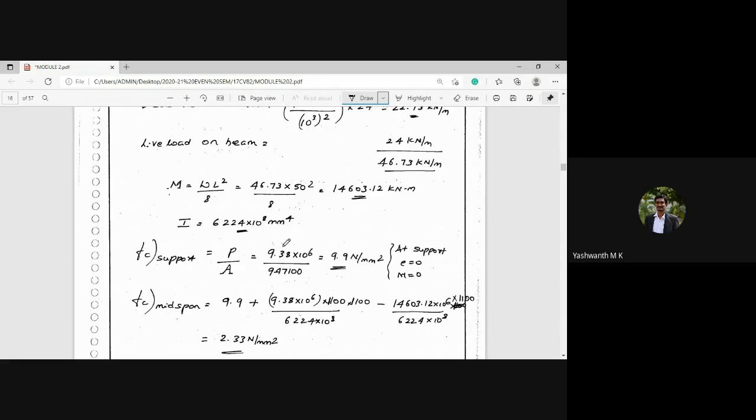Because this P by I into E terminology will become 0. Why? Because eccentricity is 0. And M by I into E will become 0. Why? Because moment is 0. So the left out is only P by A.